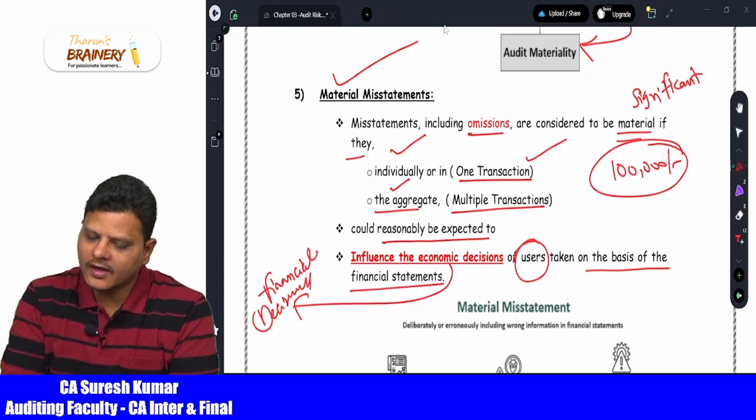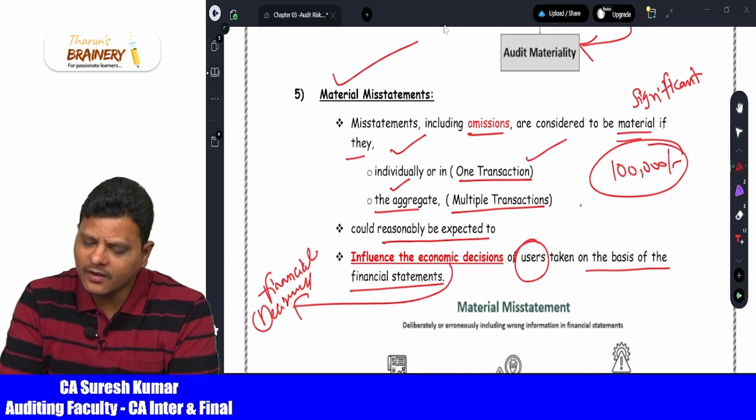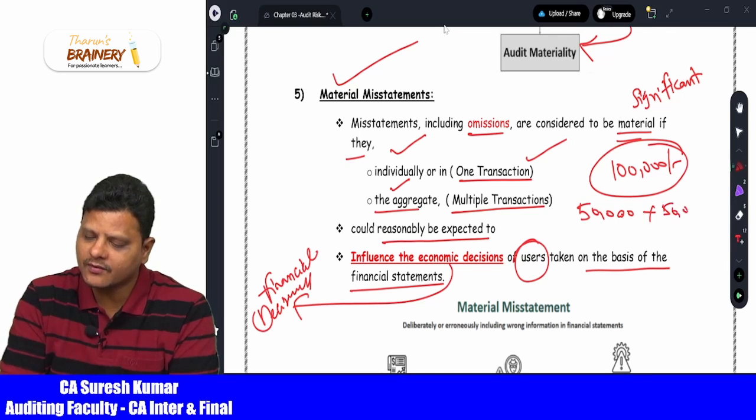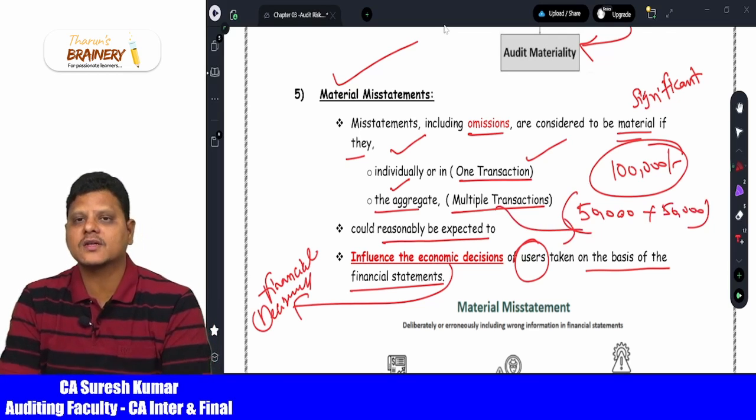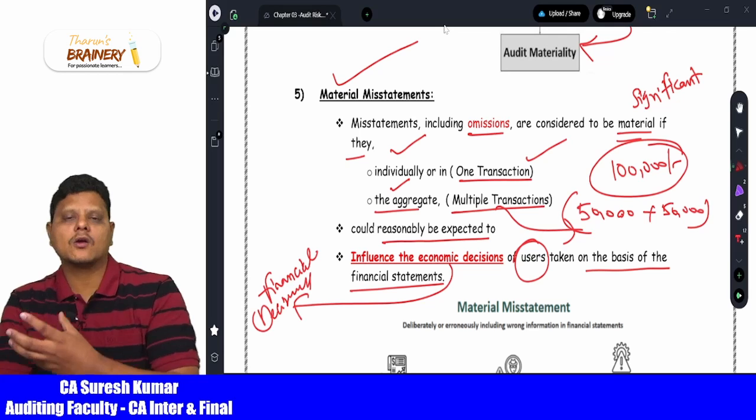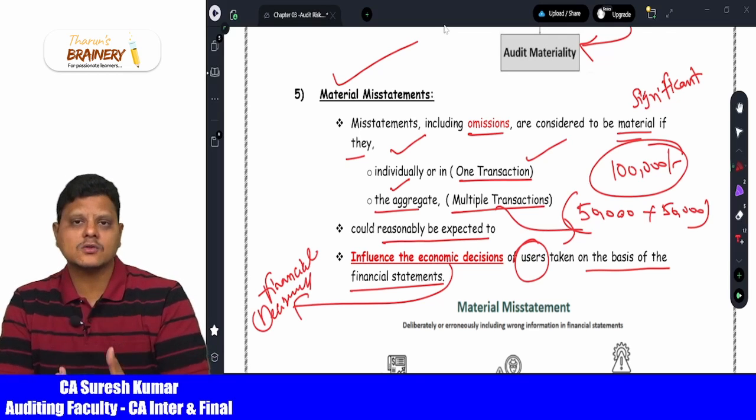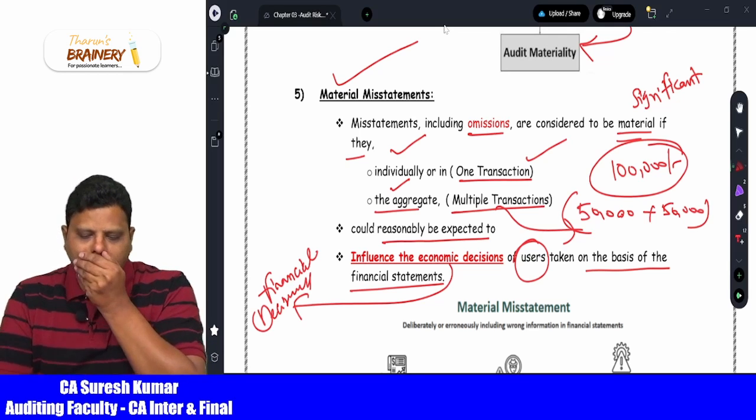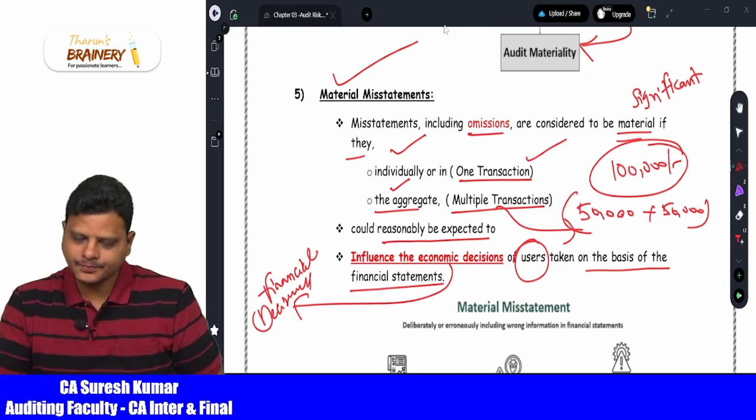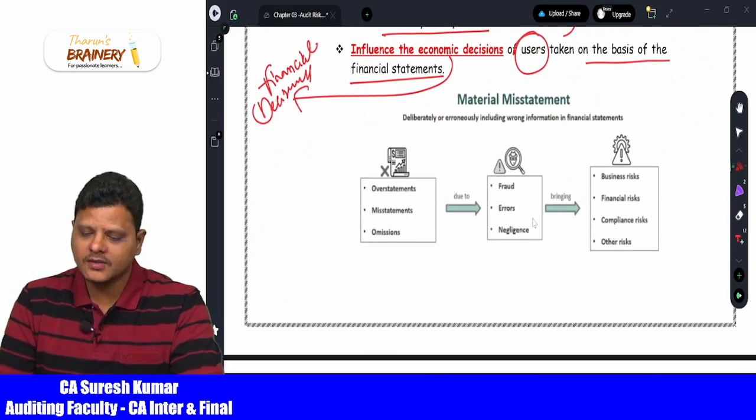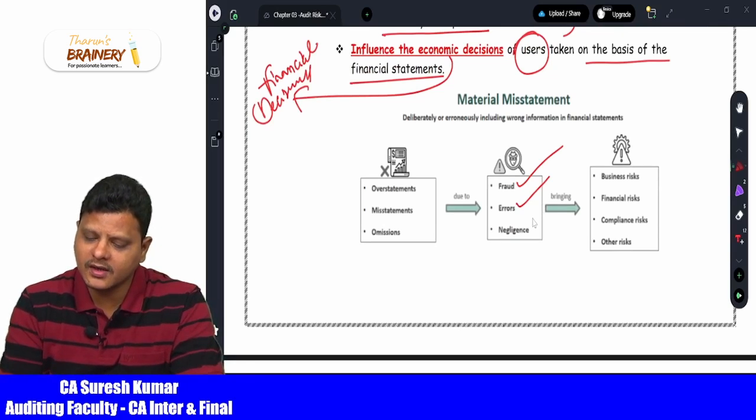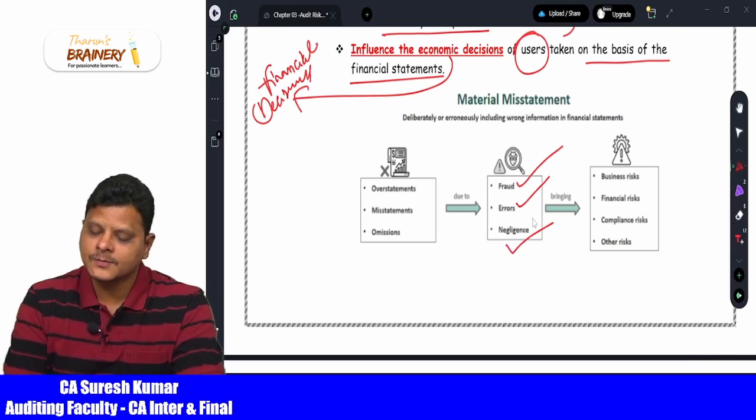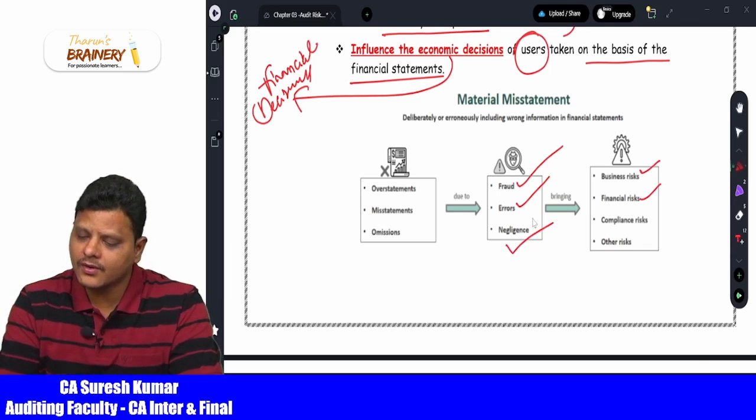Now, during the course of the audit, in another example, the auditor found 50,000 plus 50,000. Now also it comes to 1 lakh rupees because of multiple transactions. 50,000 plus 50,000 is equal to 1 lakh, which is set by the auditor. In this case also, the auditor is going to give a qualified opinion. Now come to the material misstatements. They may happen because of fraud, because of errors, or because of negligence, which may lead to various kinds of risks.